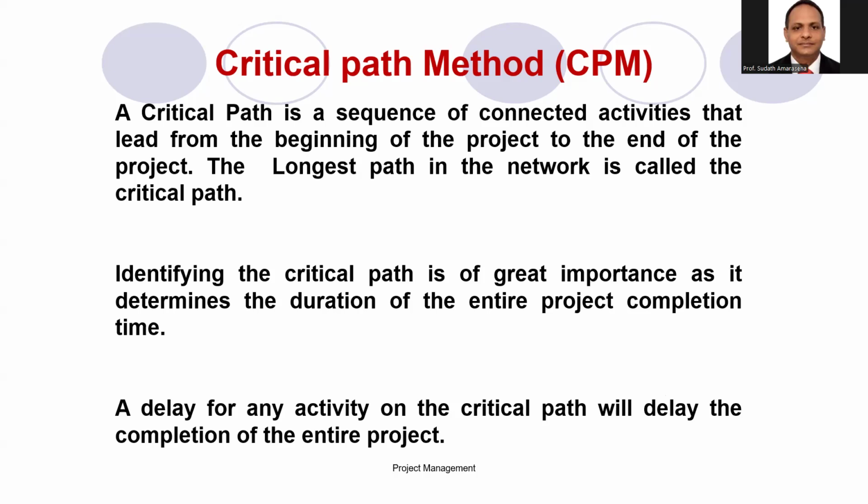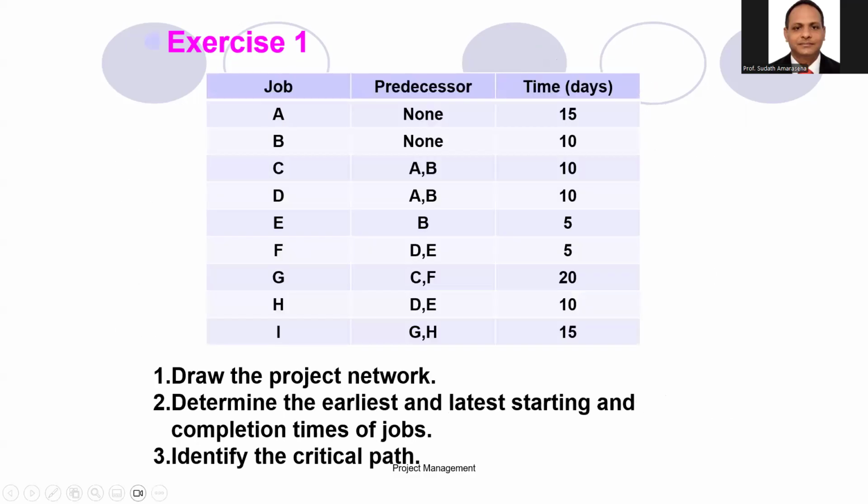Let's go to the very first example. Here are given the jobs, immediate predecessors and the time. Now you can see the duration is also given for each activity. And the question asks: draw the project network, determine the earliest and latest start time and completion time of the jobs, which means we should calculate the earliest starting time and latest completion time, for what? To identify the critical path. And third one is identify the critical path.